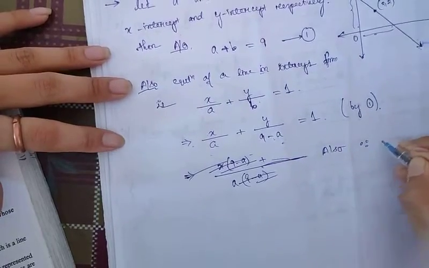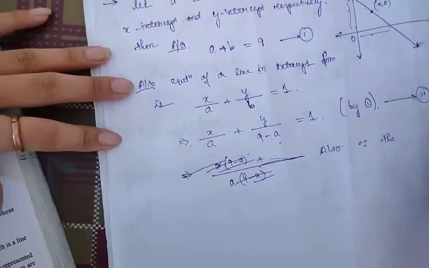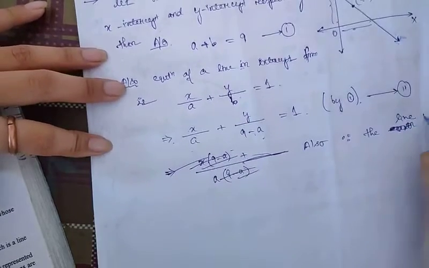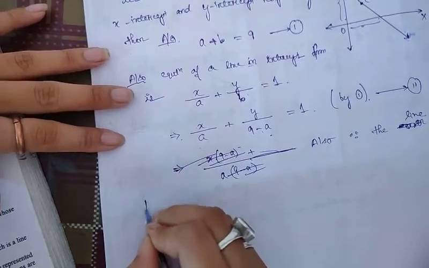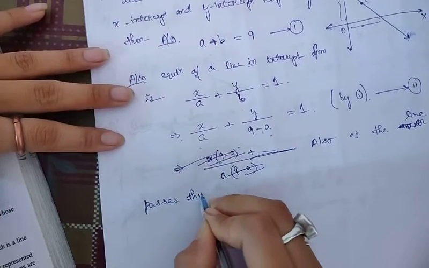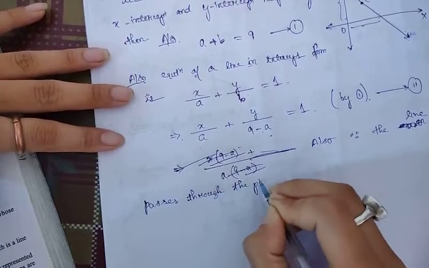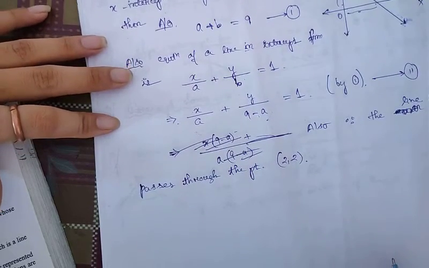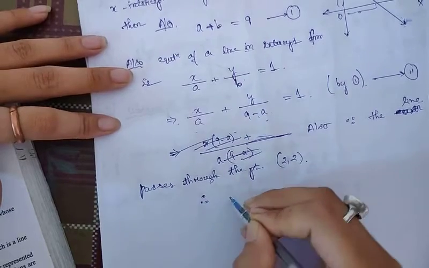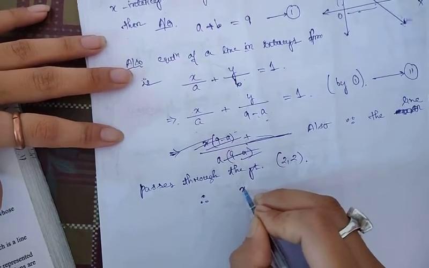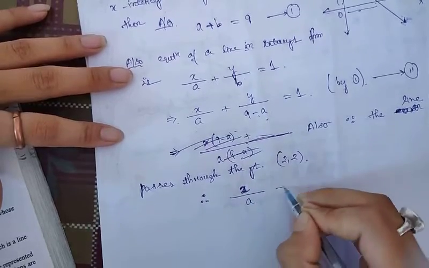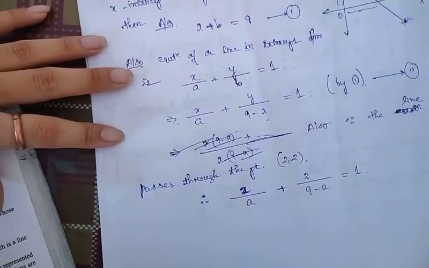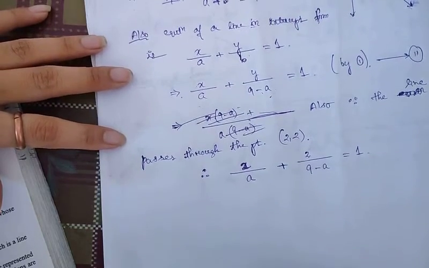Also since the line passes through the point 2, 2, therefore in place of x we write 2 divided by a plus 2 divided by 9 minus a equal to 1. Clear? Now it is very easy to solve.